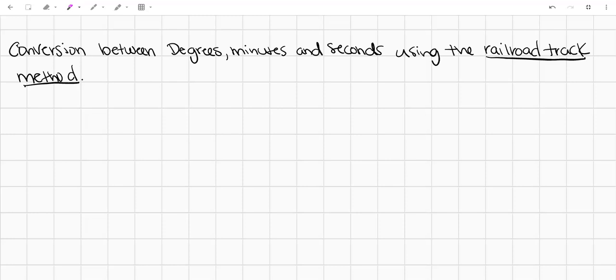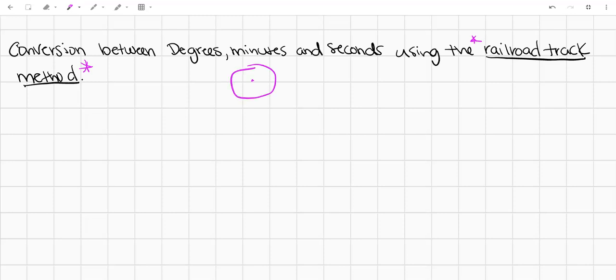In this video, we will be going over conversion between degrees, minutes, and seconds, and I will be using the railroad track method because this method tends to work for me when it comes to conversions. I really prefer using this method, and if you are used to this method, you'll know what it entails. So recall that when we're converting between degrees, minutes, and seconds, we are thinking about a clock.